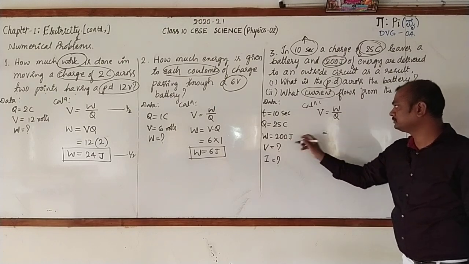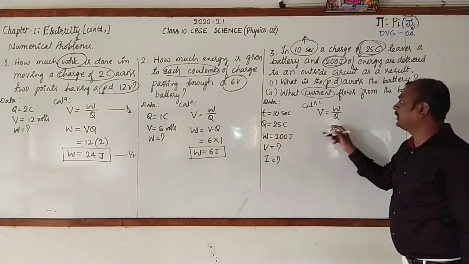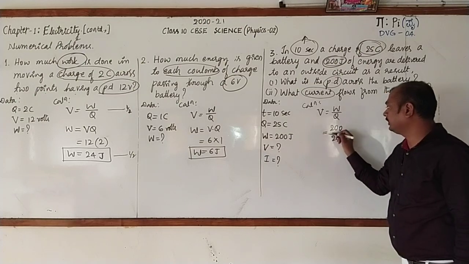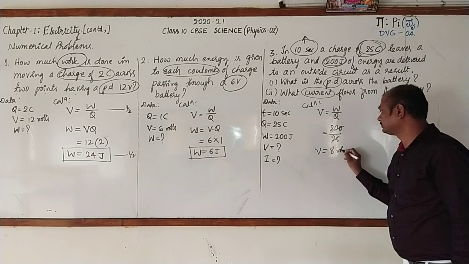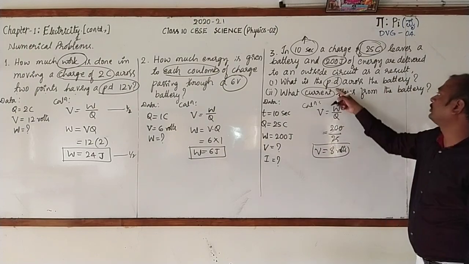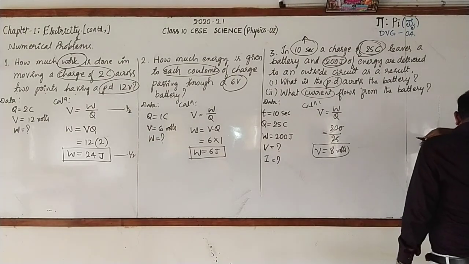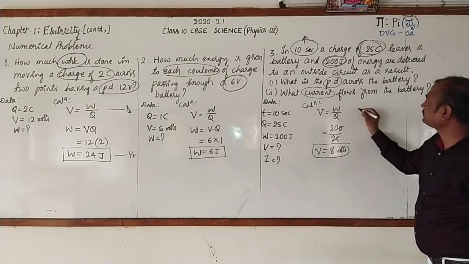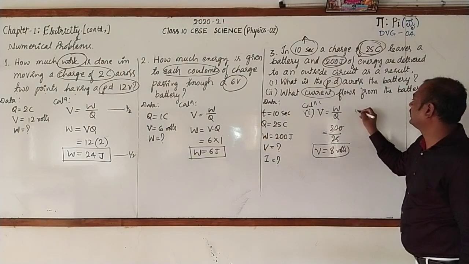What is W? 200 divided by Q, which is 25. It is 8. So the potential difference across the battery is 8 volts. Now, this is the first one. Let's move on to the second one.